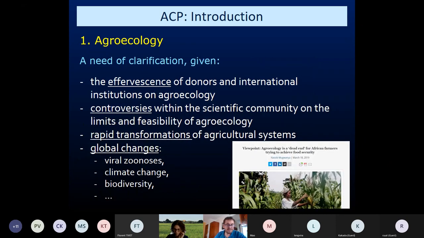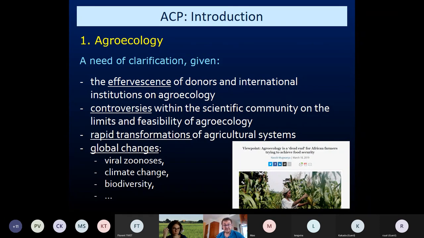So we need a clarification on agroecology, because today there is a lot of effervescence, a lot of controversies, a lot of debates on agroecology, not only but at a different level. For example, in the scientific committee, you have a lot of debates. What is exactly agroecology? What are the main questions?